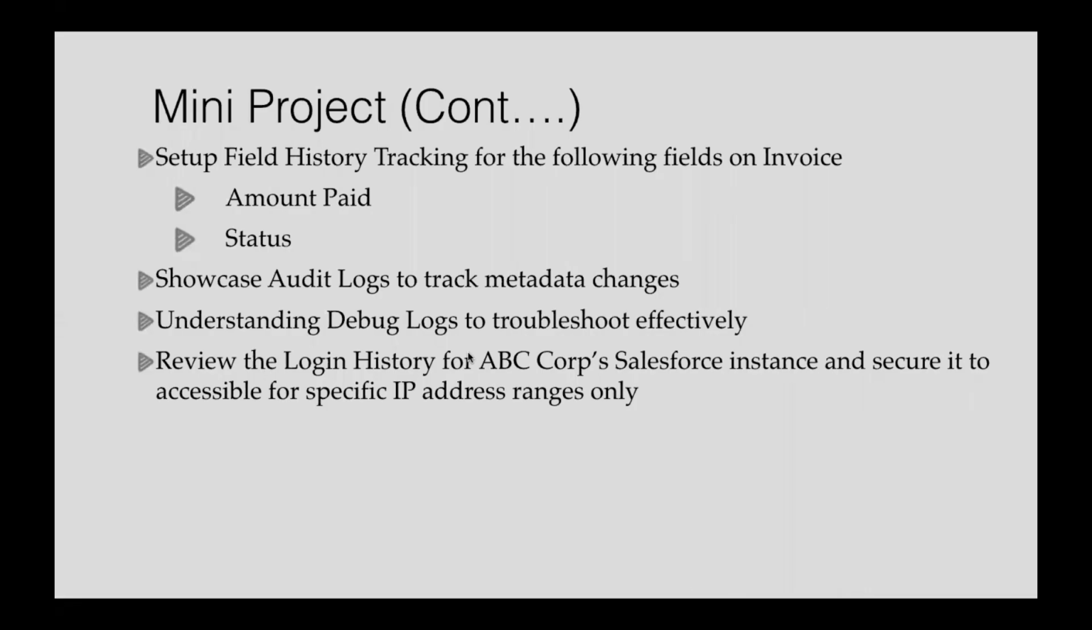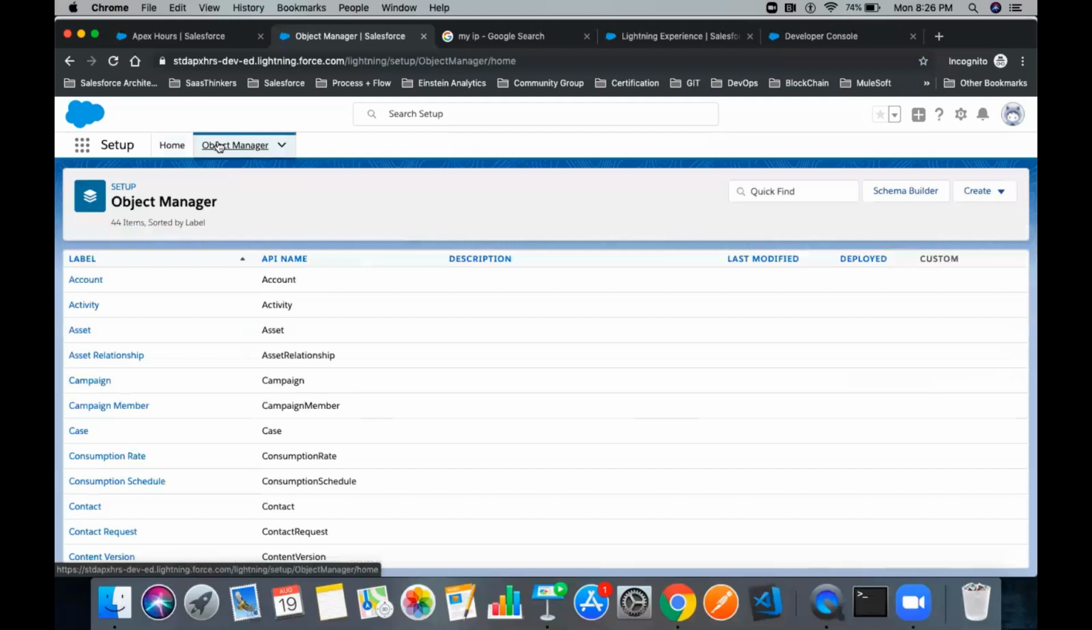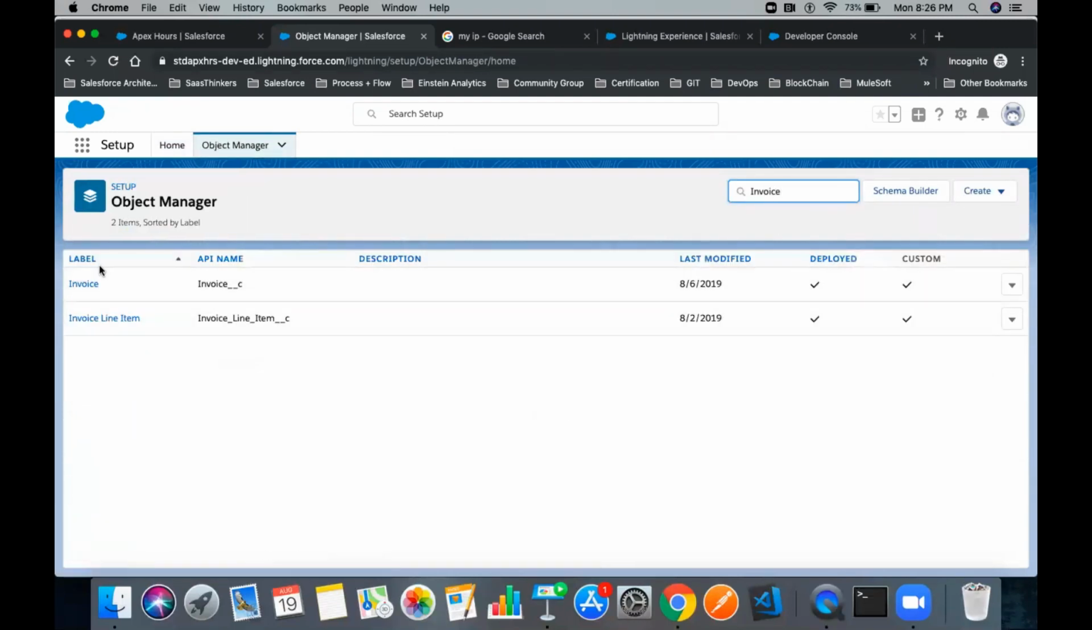So with that, as we know that in each session we are working on our project. Here we have a problem statement: we want to see how much amount has been paid for a particular invoice, and what the previous status was before changing the status for a particular invoice. So let's enable field history tracking for the invoice object. We'll quickly enable that.